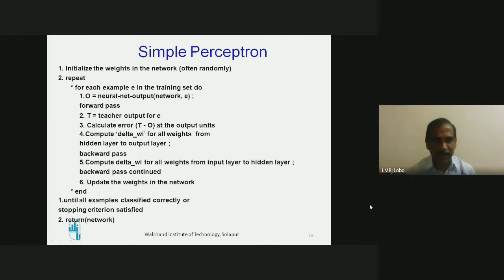First we initialize the weights, then we put the input into the system, then we generate an output, we find the error, and we update the weights. We do this recursively until all samples are classified, and then we return a value as fired or not fired.